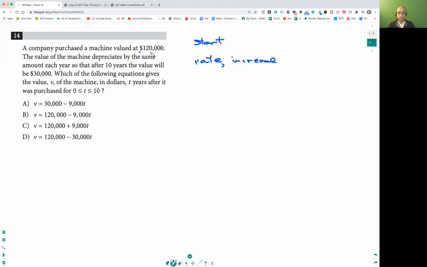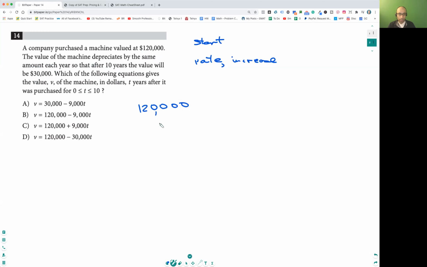Okay, so I'm just going to solve this real quick. What's going on is it's valued at 12,200, right? And then every year it depreciates, so after 10 years, its value is this, right? So you can eliminate those choices easily.